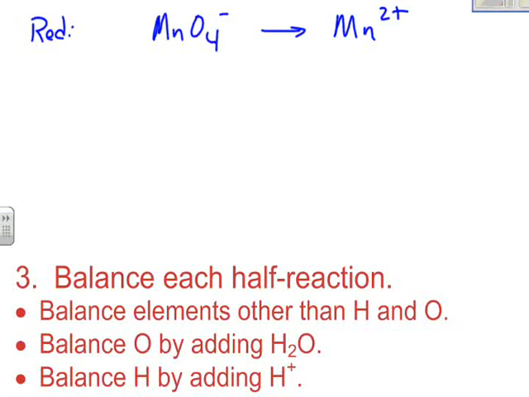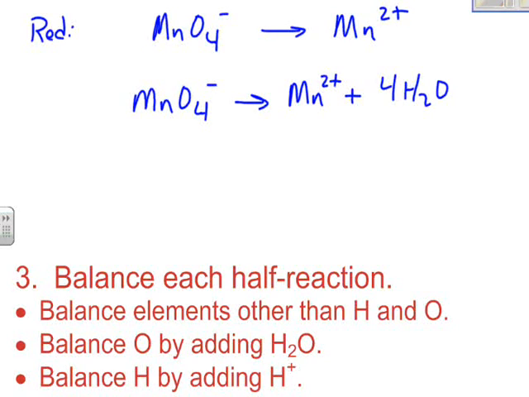Now I'm going to go ahead and balance oxygen by adding water. So I need oxygen over on the right-hand side. I'm going to take my permanganate, and over on the right-hand side I'm going to put 4 water molecules to balance out the 4 oxygens in the permanganate.